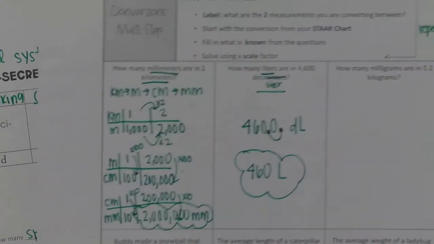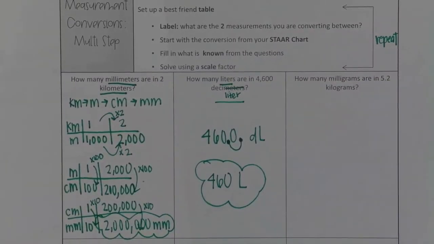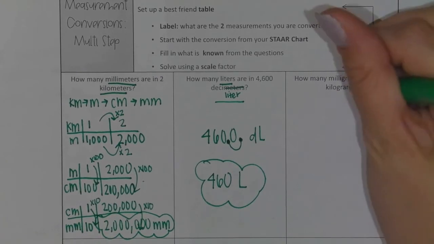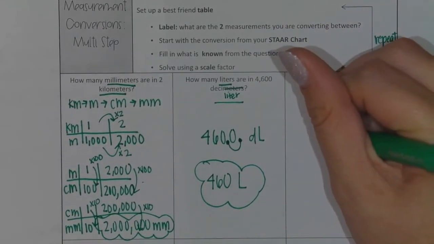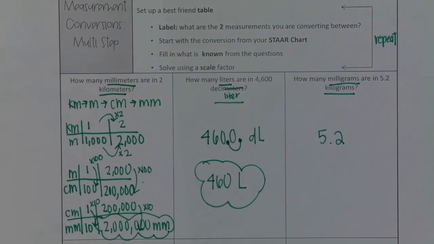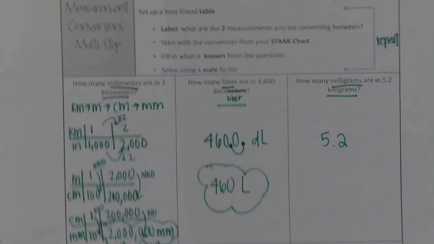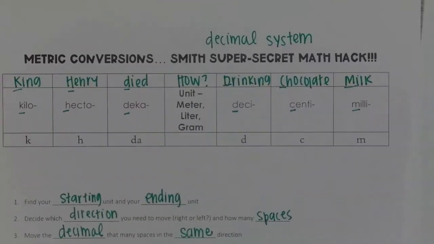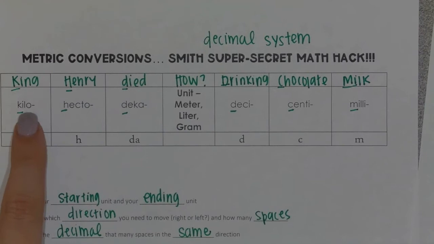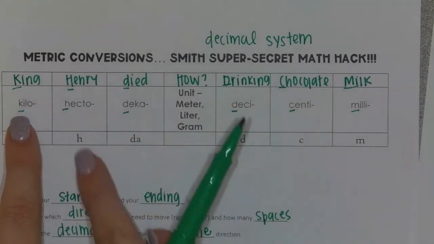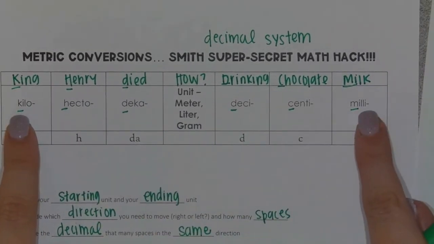So let's try this with a second problem. Our next problem says how many milligrams are in 5 2/10 kilograms. So I know that I'm starting with 5 2/10 kilograms. So I'm going to come over here to my King Henry died. How? Drinking chocolate milk. And I'm going to say, okay, I'm starting at kilograms and I'm trying to get all the way down here to milligrams.